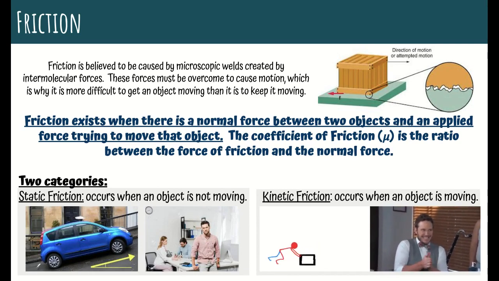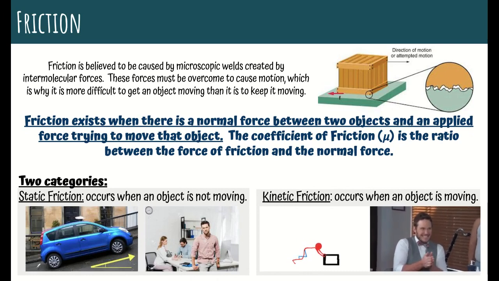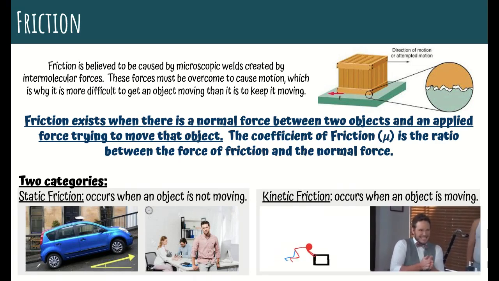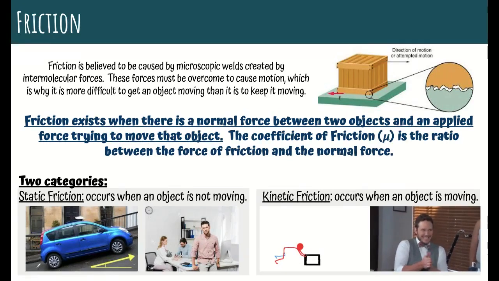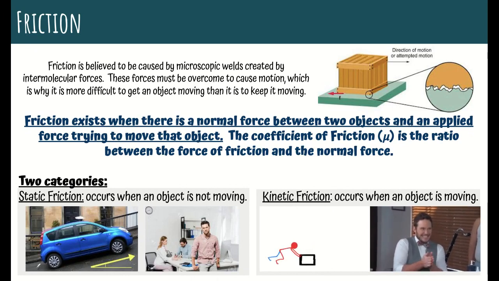So we know that friction is believed to be caused by tiny bonds between two different surfaces. If you have this picture on the top right corner here of the box sitting on the ground, it gives you a close-up view of the two surfaces together. Every surface, if you looked at it on the microscopic level, has tiny little ridges and bumps. Depending on how deep those ridges are and how many, it's going to change your coefficient of friction. So it's going to make it harder or easier to slide objects across it.